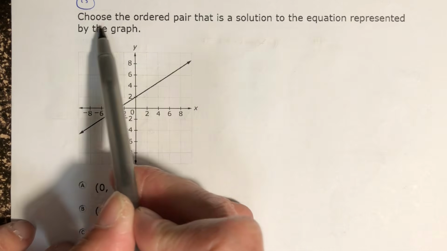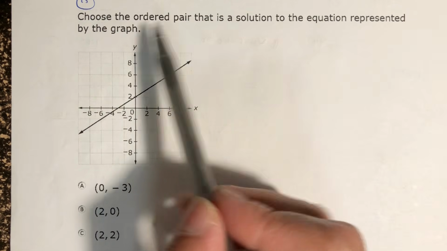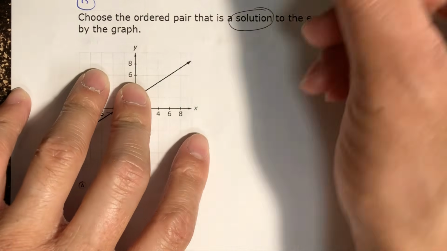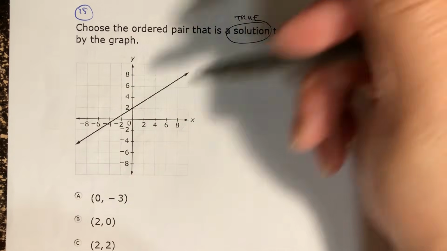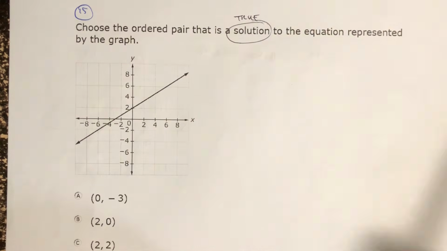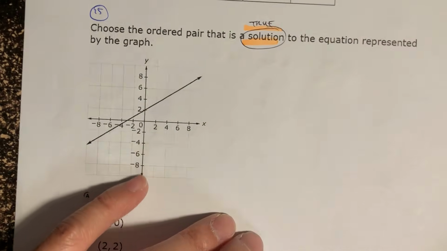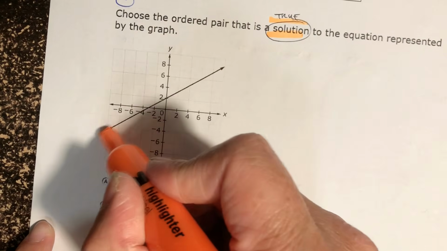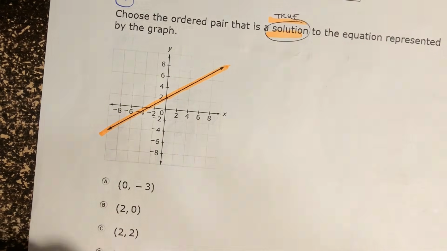All right, question 15. Choose the ordered pair that is a solution to the equation represented by the graph. So a solution basically means that it's true. It's going to make anything true. Now, let's just make this super clear. Anything that's on the line is a solution that makes it true.